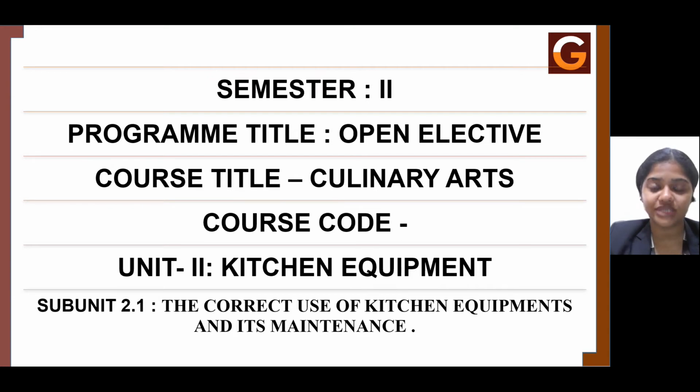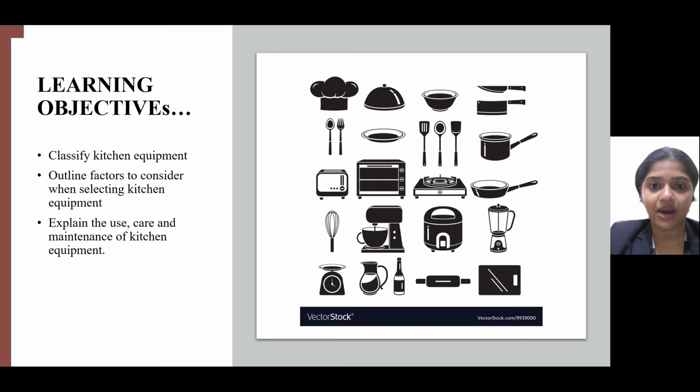So what are the learning objectives and the learning outcomes from this Unit 2? Here we'll be understanding the classification of equipments. The equipments are basically classified based on their sizes and based on their usage. We'll also be learning about the factors to consider when selecting certain equipments, and how to care for the equipments and maintain them well for longer durability. This is the learning objective.